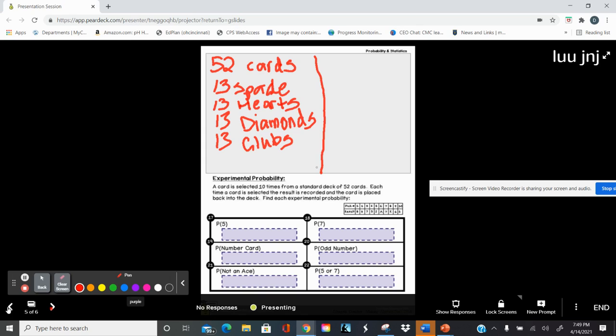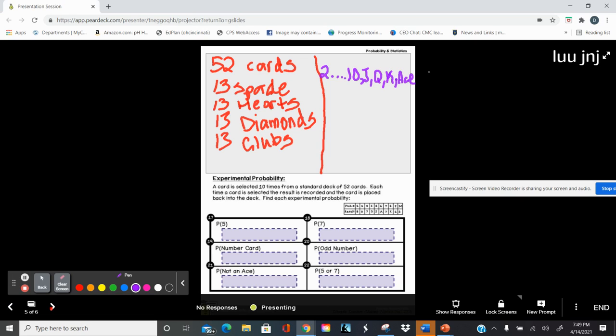So let me change the color. It starts with the 2, and it goes all the way up numerically until it gets to the number 10. After 10, that's when you have your face cards. You have a jack, you have a queen, you have a king, and then you have an ace.